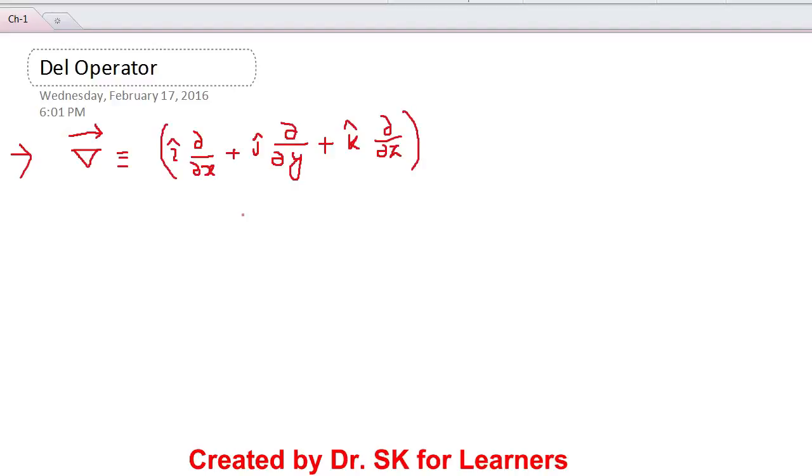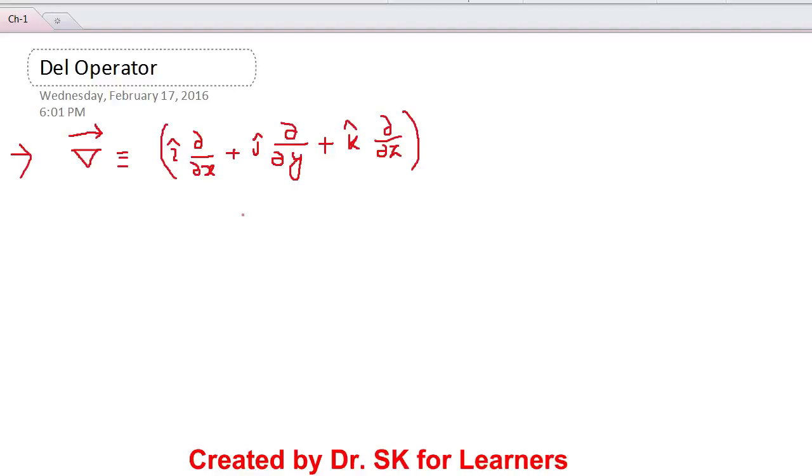You see i cap, j cap and k cap are there, so the resulting term will be a scalar quantity or a vector quantity depending on how you are using the del operator. If the del operator is involved in a scalar product, as we learned in our previous classes, the output will be a scalar quantity. If it is involved in a vector product, the output will be a vector quantity. And each way of operating on any vector or scalar quantity with the del operator has its physical significance, and because of that, we use this del operator a lot.